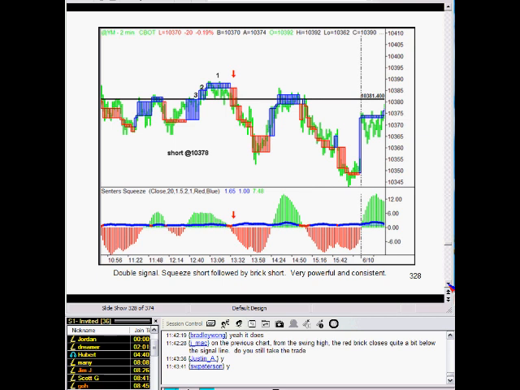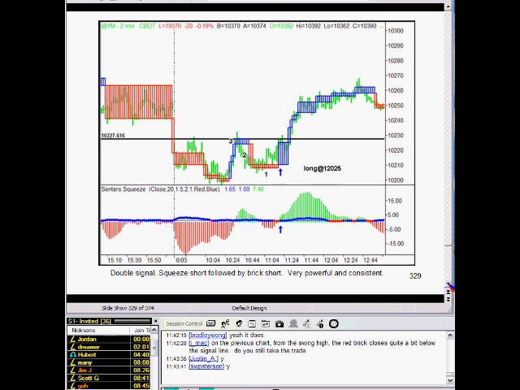Does everybody understand? If they do, I'll go to the next chart here. Alright, here's another one. Double signal, squeeze short, followed by brick short, very powerful and consistent. Boom, boom, boom. Here's a long. I actually need to change that on 329. Alright, let's look at the 329.